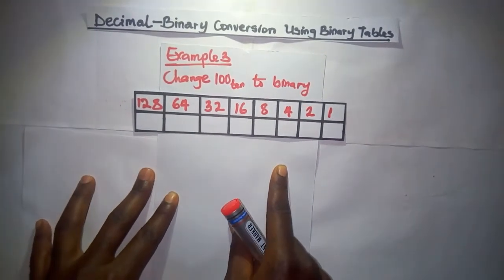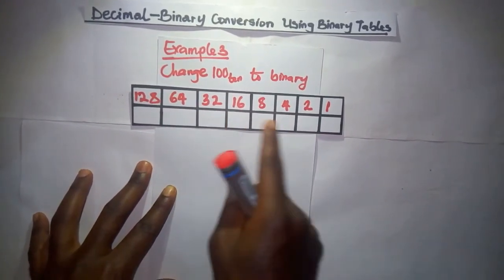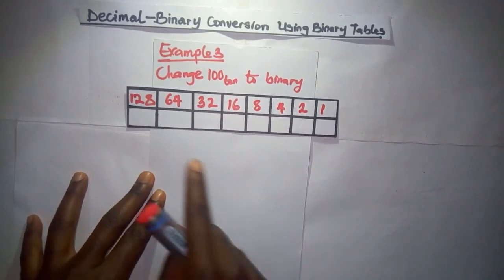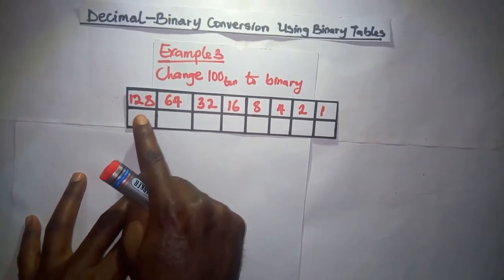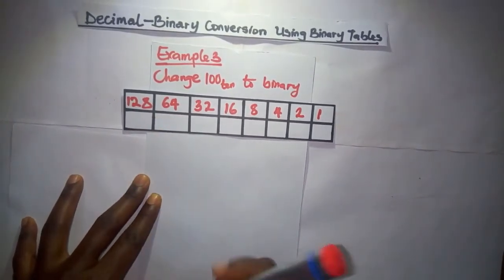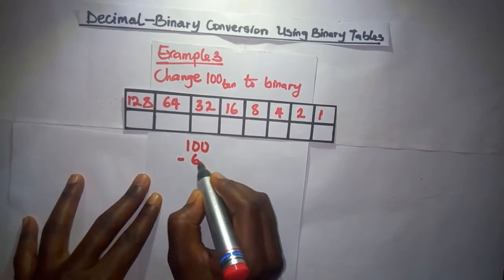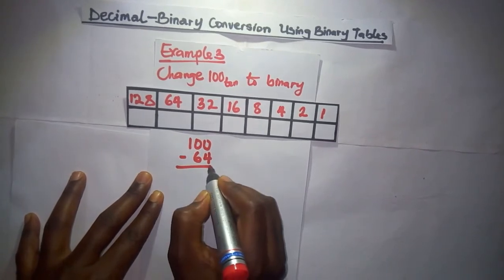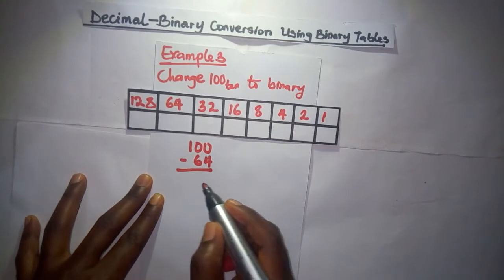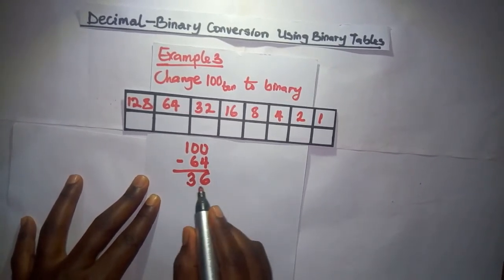Now the question is, which of these can we add up without repeating a number that it will give us 100? Obviously, we are not going to use 128 because it is bigger than 100. But we can use 64. So let us subtract 100 minus 64 to know what is remaining. And then 100 minus 64 will give us 36. So it is remaining 36.